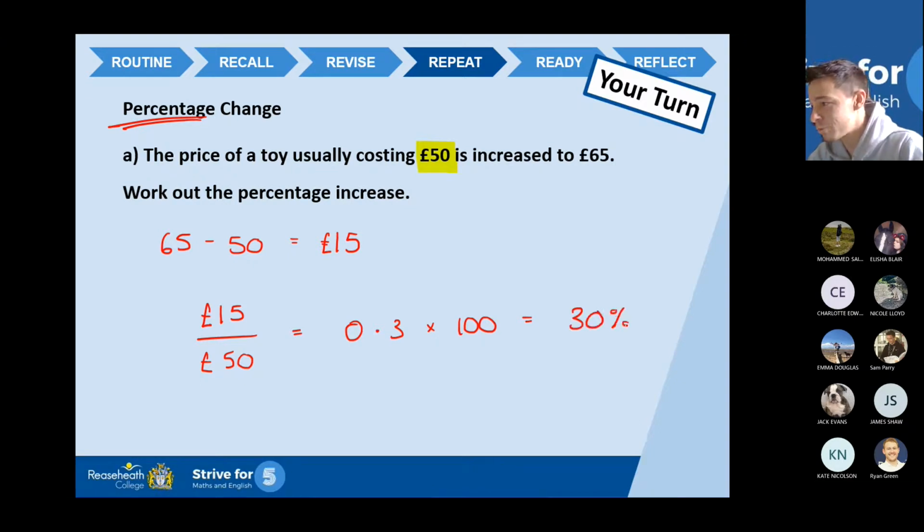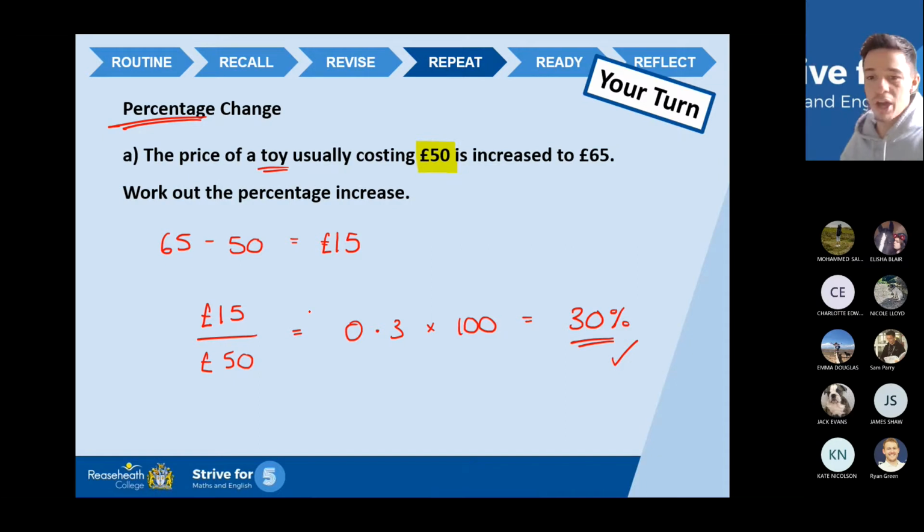So what does that mean? It means that the cost of the toy, its value increased by 30%. Okay, that's essentially what it means. So instead of us saying, oh, £15, we can say, yeah, increased by 30%. We can use the percentage to describe that change instead.